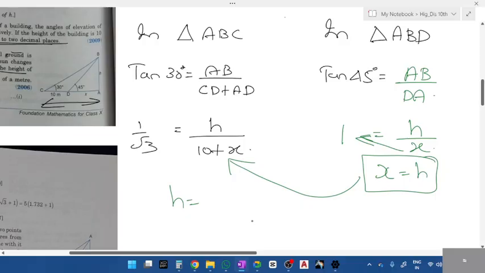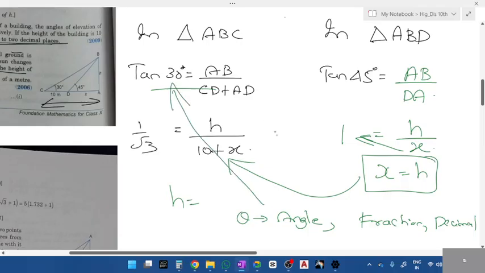And once again, what are the three types of question they'll give students? Angles, theta. What are the three types of theta values they'll give? One is angle, the other one is fraction, and decimal. Angle is very easy like this. These type of question, most of the time you'll get only angles, 30 degree, 45. If you get fraction, use h square plus, h square is b square plus b square. Decimal is tough, very lengthy question.